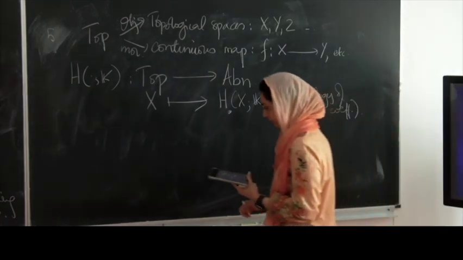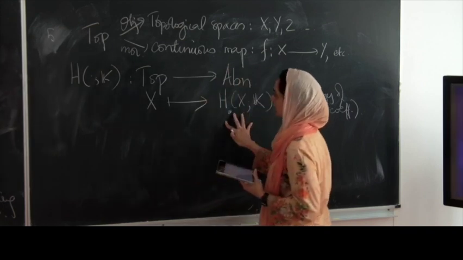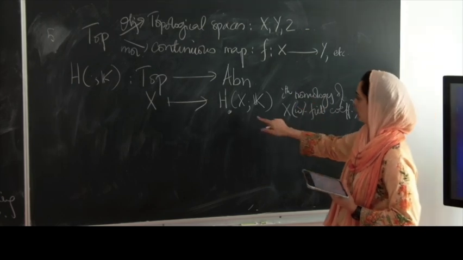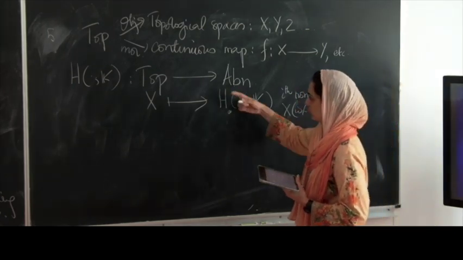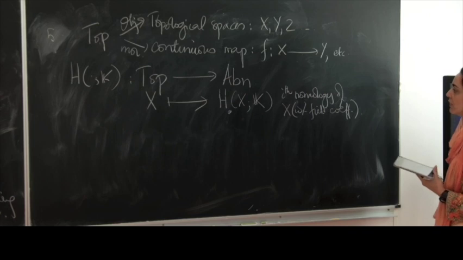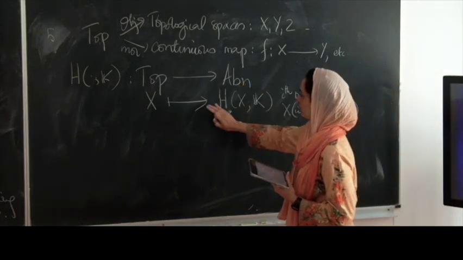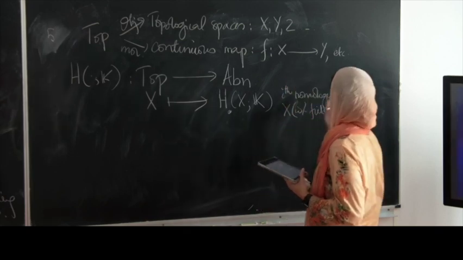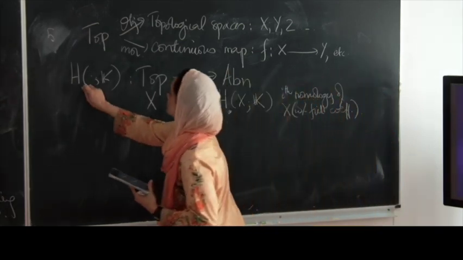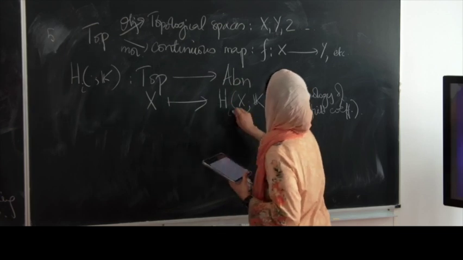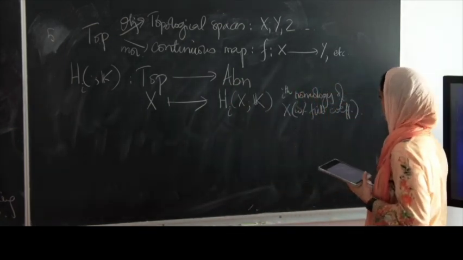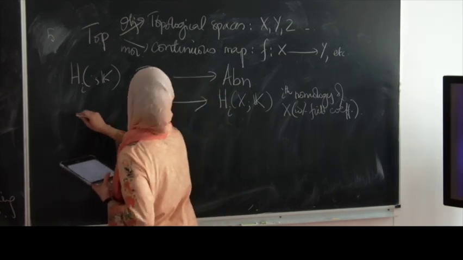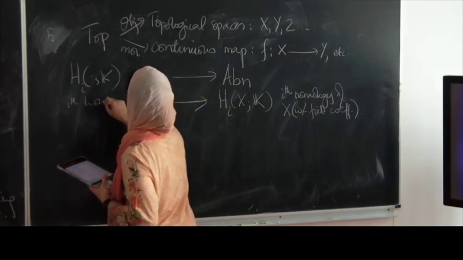So this is just an abelian group. Hopefully you're familiar with what homology is. This assigns to every topological space an abelian group, which is the ith homology. So now this is consistent. It's called the ith homology functor.